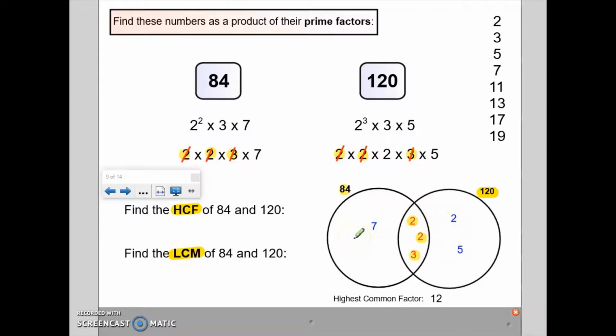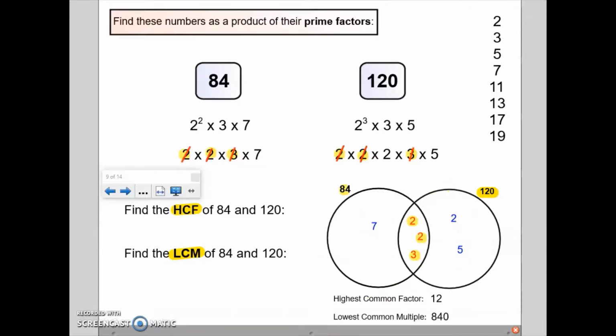So the calculation we're going to do is 2 times 2 times 3 times 7 times 2 times 5. So that's going to tell me that the lowest common multiple of 84 and 120 is 840. The lowest number that appears in the 84 times table as well as the 120 times table is 840.